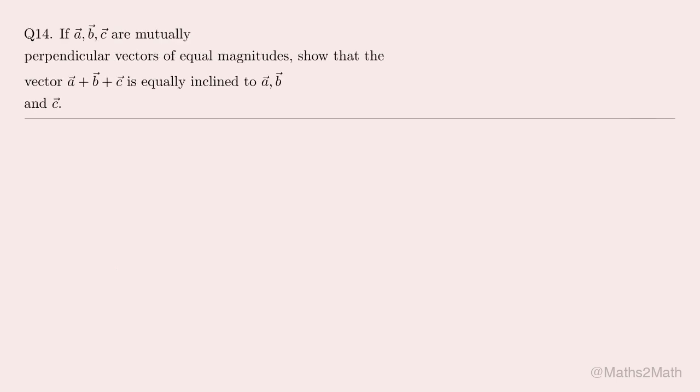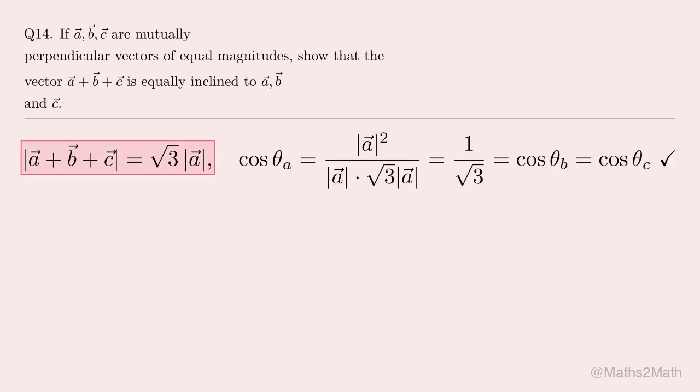Question 14. Symmetry made rigorous. Each cosine computes identically. The sum has squared magnitude 3a squared. Its dot with each vector is a squared. Every cosine is 1 over root 3.